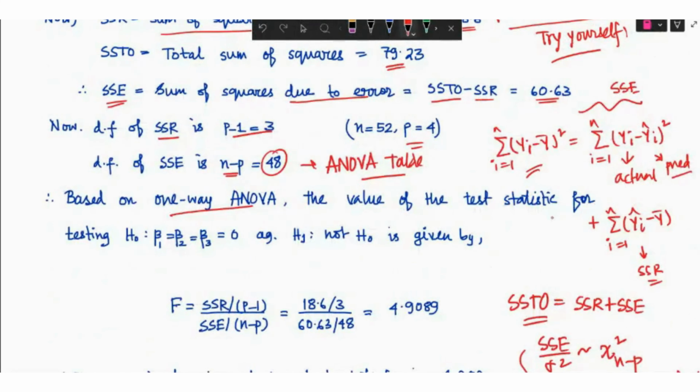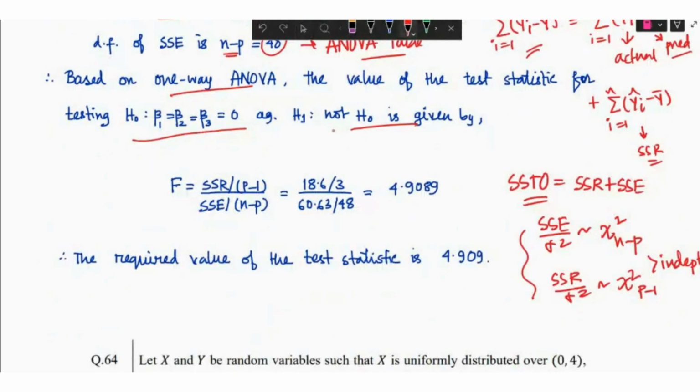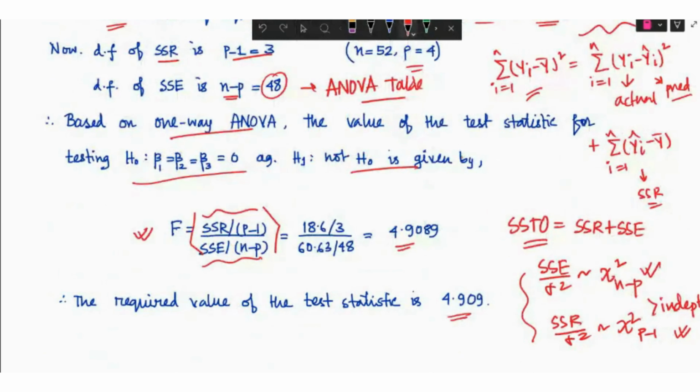Based on one-way ANOVA, to test the given problem, the test statistic is SSR by p minus 1, that is its degrees of freedom, divided by SSE by its degrees of freedom. These follow chi square with p minus 1 and chi square with n minus p independently, so their ratio follows an F distribution. The value is 18.6 by 3 divided by 60.63 by 48, which is 4.909. So the required value of the test statistic is 4.909 up to 3 places of decimal. The motive of the problem is to find the value of the F statistic required to solve a testing problem in the linear regression setup under one-way analysis of variance.